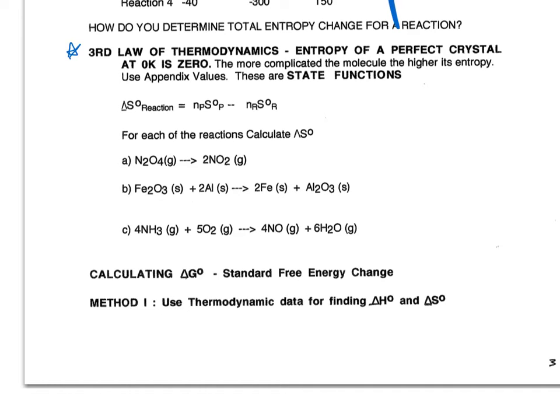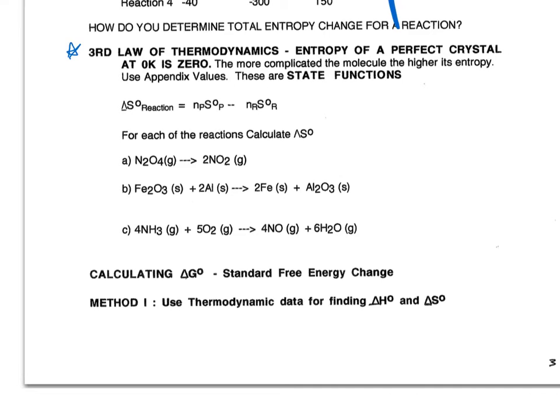When we do get it to absolute 0, it's going to form what we call a perfect crystal, whatever that is, and that it has an entropy of 0. The more complicated the molecule, the higher its entropy. And it is a state function.